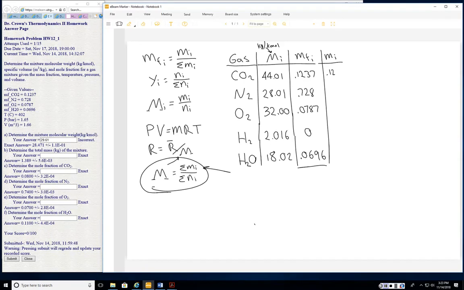So if this was 0.1237, 0.728, 0.0787, 0, and 0.0696, then that would be a solution. Now you'd be right in saying, well, but how do we know that that is the mass? We don't, but the ratio of those masses would have to equal that to give us those mass fractions. So you could multiply those times 10, you could multiply them times 100, you could multiply them times any constant. So those would be the right values if, in fact, I multiplied them by some constant. So let's say times some constant C.